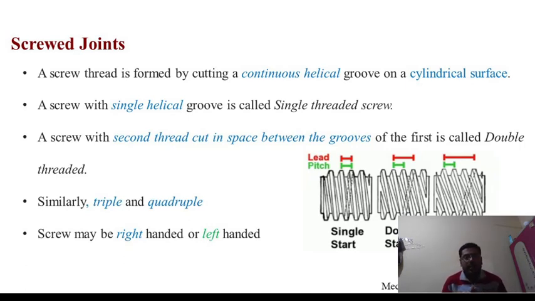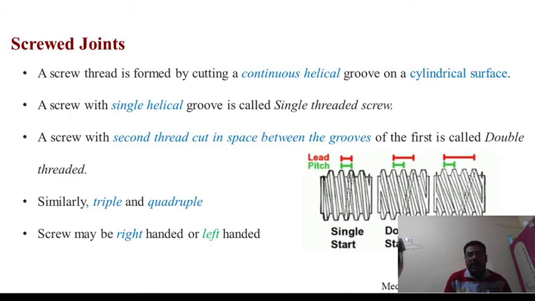Next, a screw with a single helical groove is called a single threaded fastener or a single threaded screw. A screw with a second thread cut in the space between the grooves of the first is called a double threaded screw, and similarly triple and quadruple threads are used in screw joints.